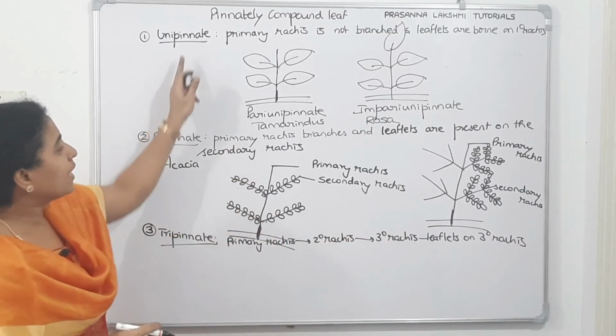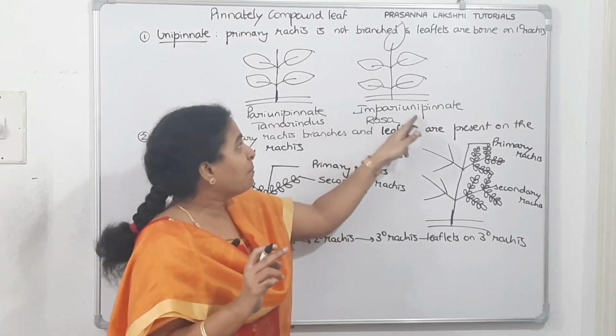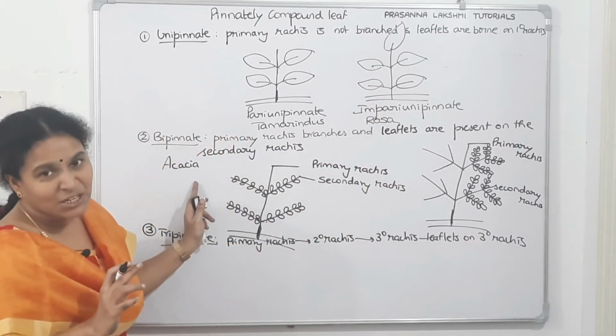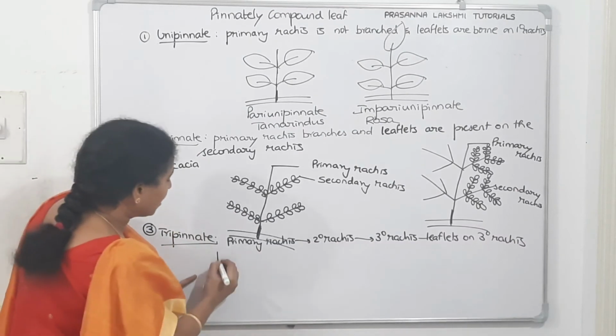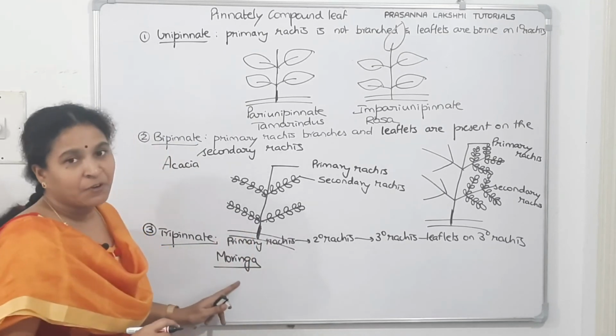Example for unipinnate with parallel venation, tamarind. Example for unipinnate with imparipinnate, rose. Example for bipinnate, acacia. Example for tripinnate, moringa, drumstick leaf is an example for tripinnate.